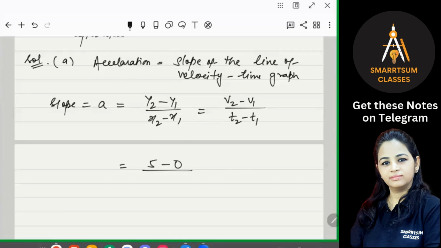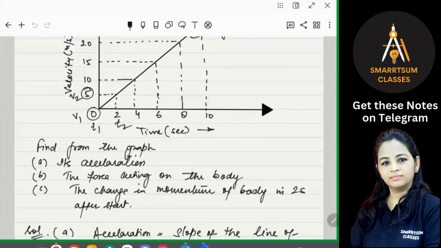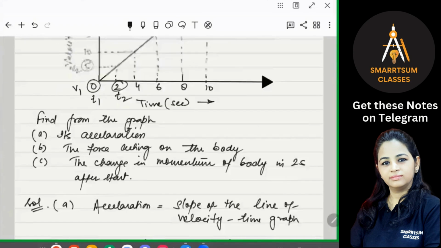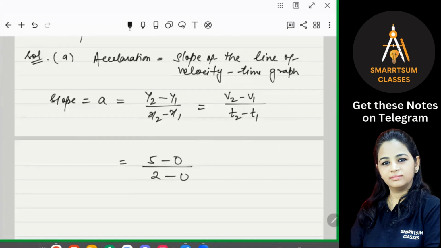Now the time corresponding to when velocity is 5 meter per second. When velocity is 5 meter per second, the time is 2 seconds. So write down 2 here. And when velocity is 0 meter per second, time is also 0. So 5 minus 0 means 5 upon 2, that is 2.5 meter per second square.